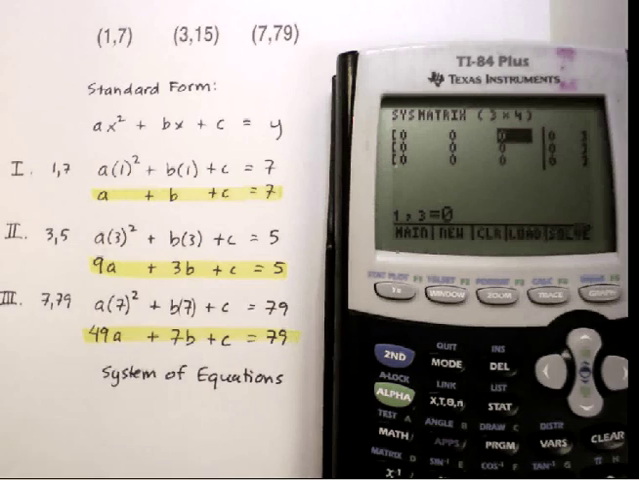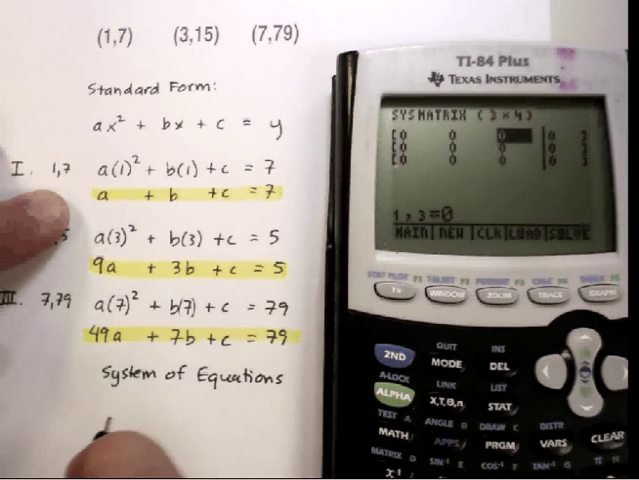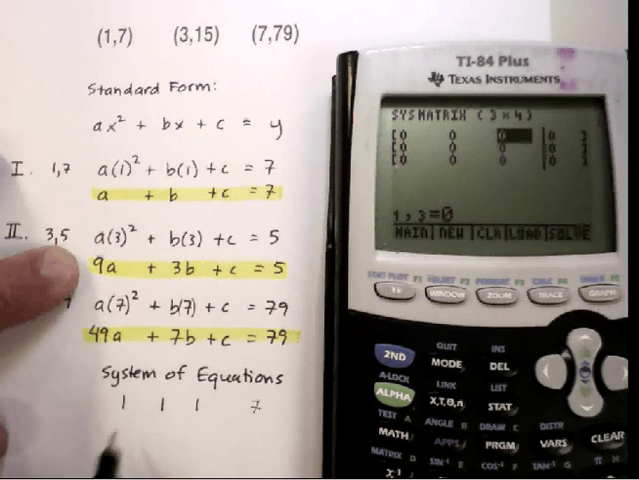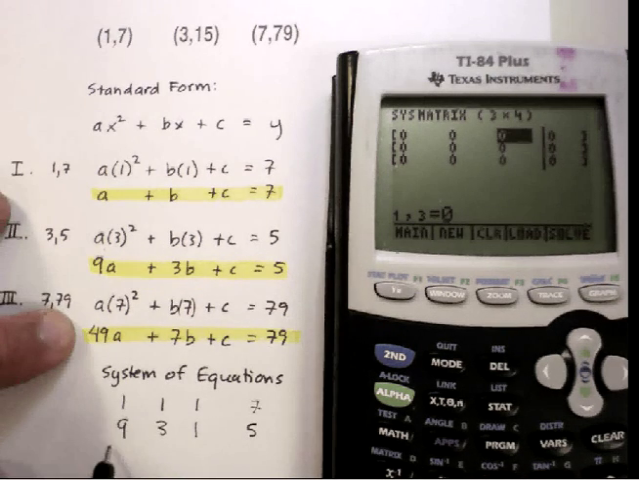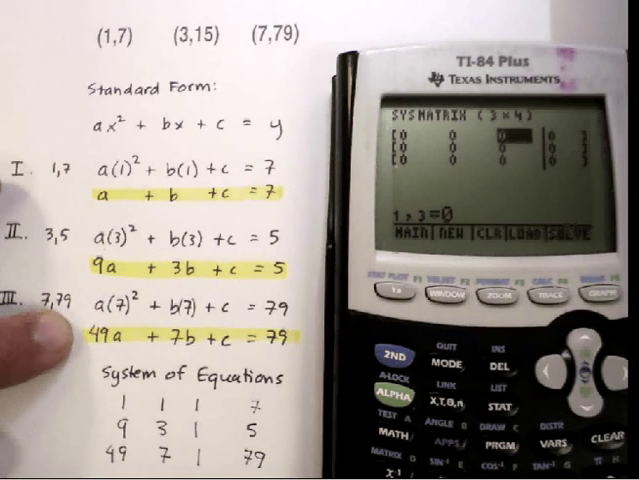Okay, now let's look at our system of equations. Let's look at our matrix. Our matrix has 1, 1, 1, and 7, because those A, B, and C are just 1, 1, 1. For the first equation, it's 9, 3, 1, and 15 for the second equation, and it's 49, 7, 1, and 79 for the third equation. So that's what we want to put in here, and this is going to solve it for us simultaneously.